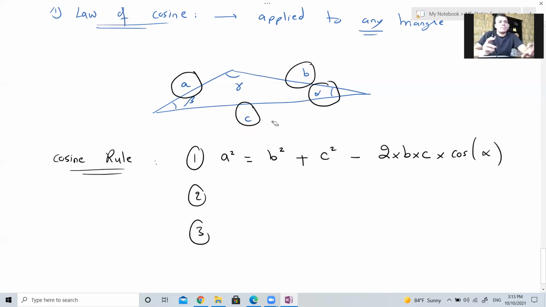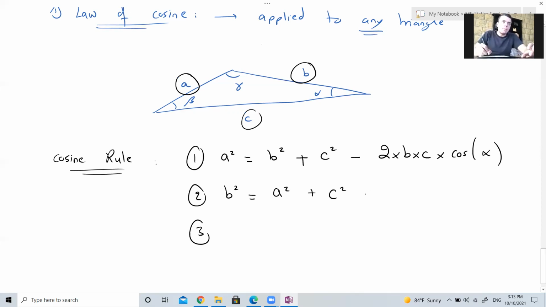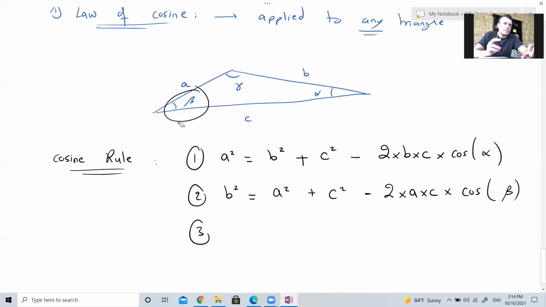In my quiz one, I used rule number one. Yes. You can use rule number 2, which is b squared equals a squared plus c squared minus 2 times a times c times cosine of the angle between them, which is beta. Beta. Okay, beta. Yes.